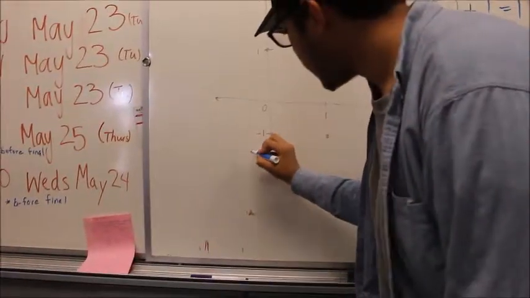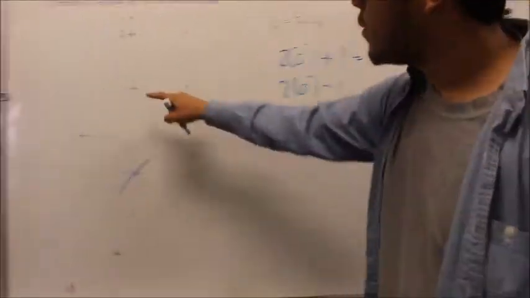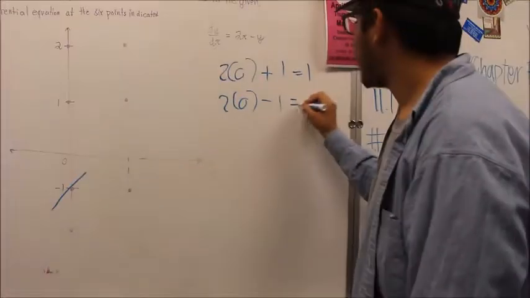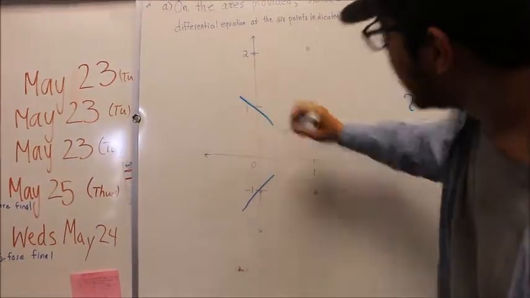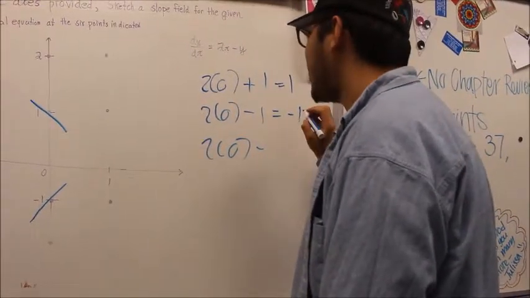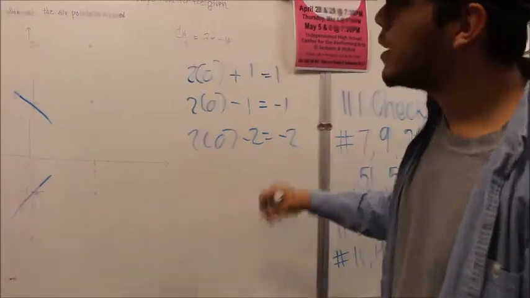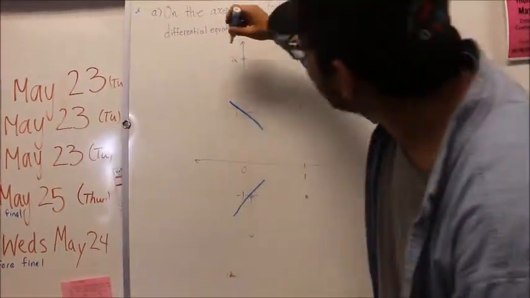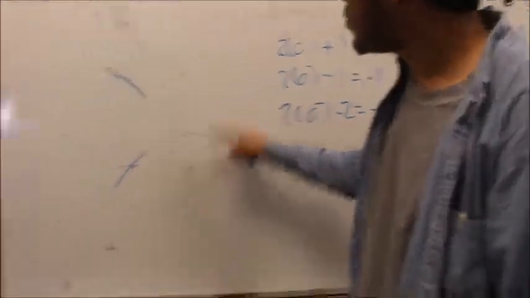So that's basically that. Then we're going to have 2(0) minus 1 for this point, and that's going to be negative 1. So it's going to be the same slope, just downwards. Then we're going to have 2(0) minus 2. That's going to be a slope of negative 2. So that's going to be steeper. And make sure to have it thick and long. Now we're going to do these points.